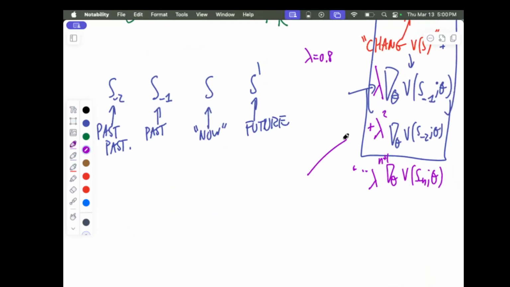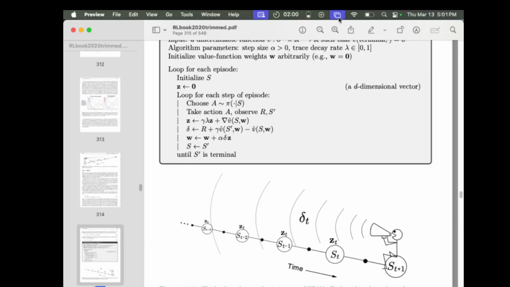This thing is called delta. Okay, I'll just show you the thing now in the textbook. That way my notation will match the textbook.